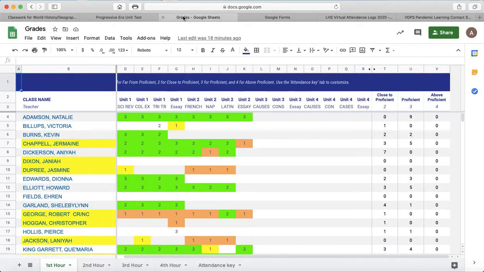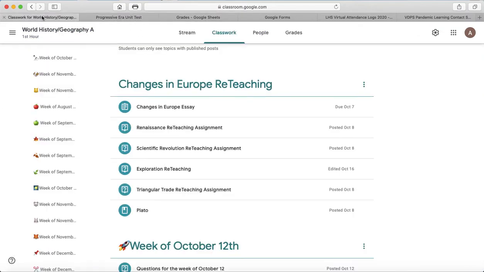So going back to the grades, if you look at the orange, these are students who actually took my unit assessment and struggled. These are the kids who are going to get that reteaching assignment. My hope is that they'll do a little bit of extra work on that assignment. It'll help fill in some of the blanks that they had. And then when I ask them those questions here, they will be able to show me some level of proficiency.